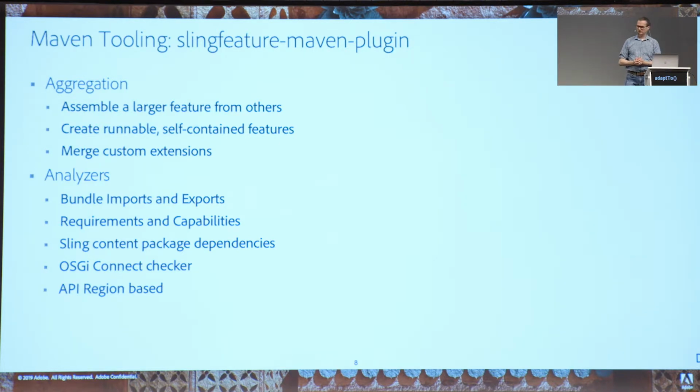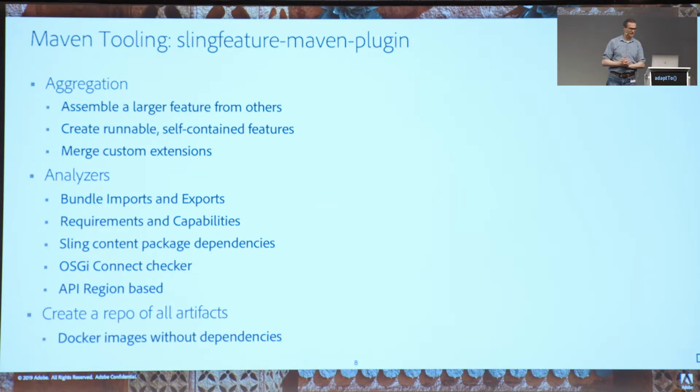There's also a check for Sling content packages, if they have a dependency on another content package which is not available. Similarly, it can be checked. There's an OSGi Connect checker, which is super cool, except I don't know what it does, but maybe Karl can explain it later. And there's an API regions checker, which basically checks that your API is not violating those regions and is not looking at stuff that it's not supposed to see.